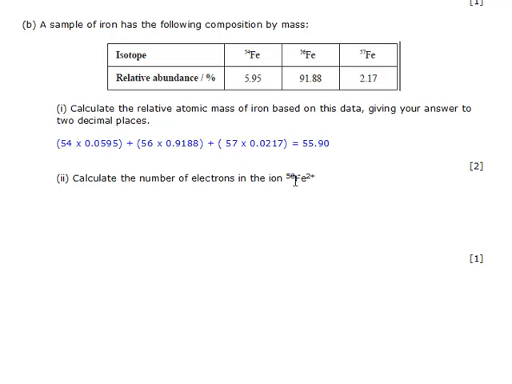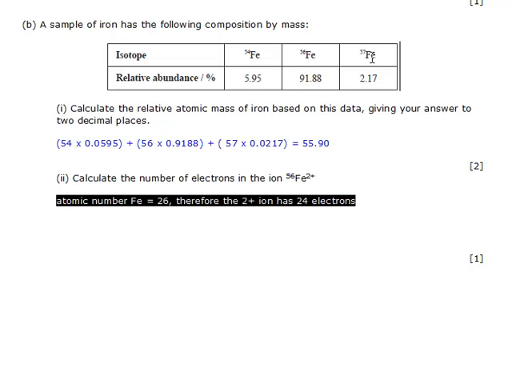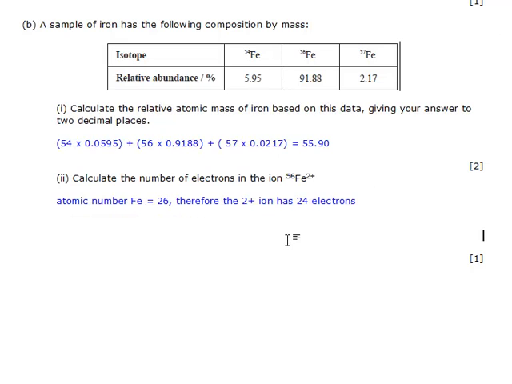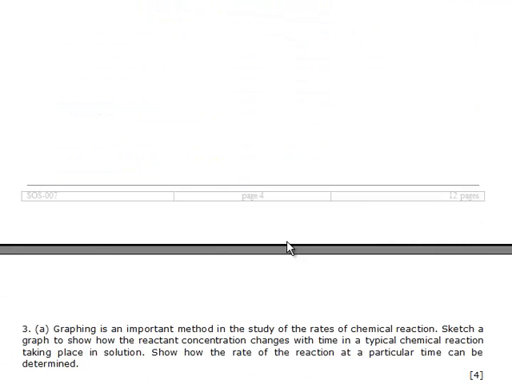Calculate the number of electrons in this ion. Well, if we look up iron in the periodic table, the atomic number of iron, Fe, is 26. So if the 2 plus is showing, therefore 2 plus iron has 2 less electrons, 24 electrons. On to the next question.